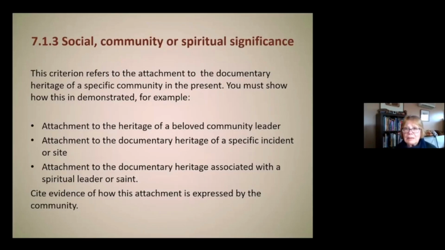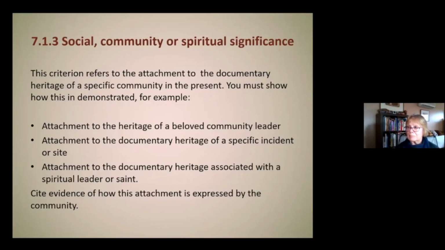And finally, in the primary criteria, social, community, or spiritual significance. And this one is quite hard to explain and quite hard for many people to grasp. It's about people's attachment to the documentary heritage of a specific community in the present. And you must show how this is demonstrated.